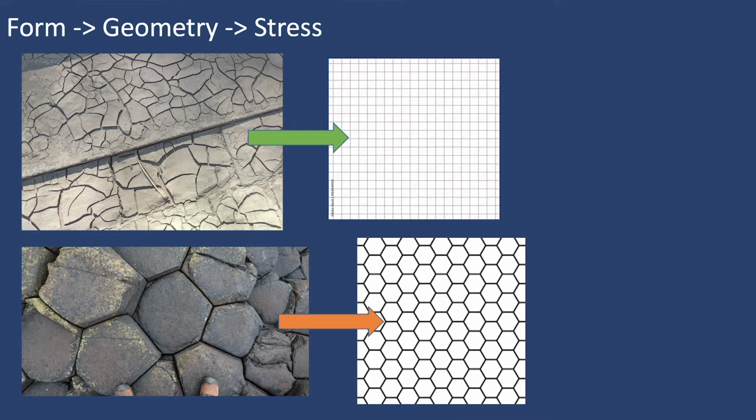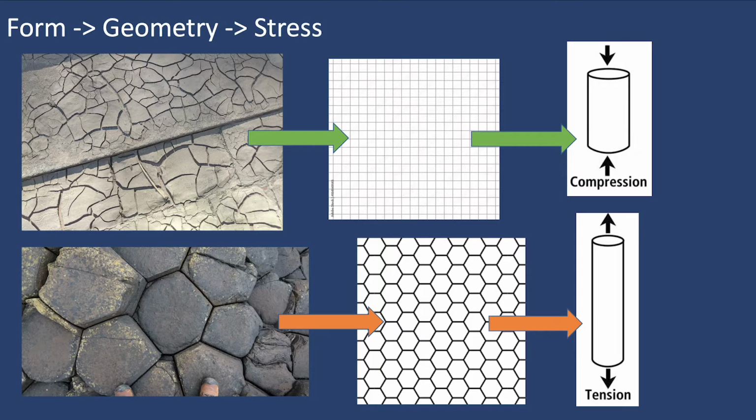We can use these geometries to understand the forces at play that are creating these patterns. When we see squares, we understand it to mean that there's been some sort of compression or squeezing of the material. And when we see hexagons, we know that there's been some sort of tension or pulling on the material.